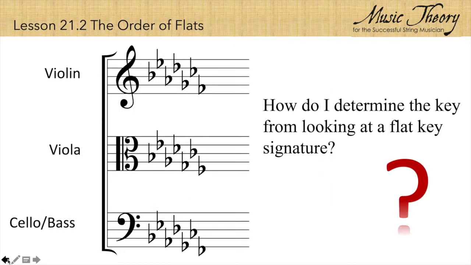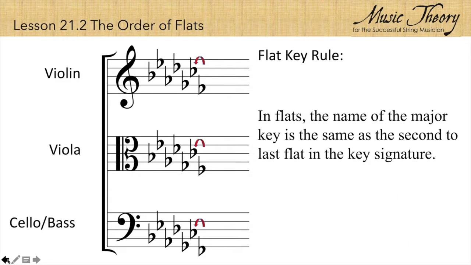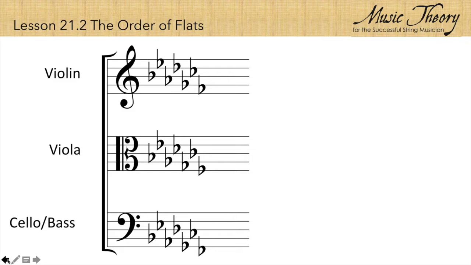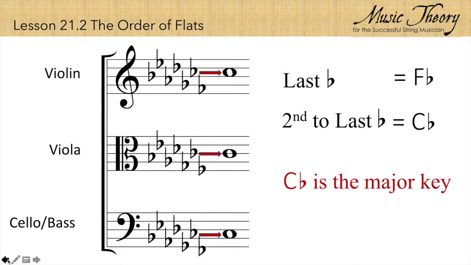But how do you figure out the name of the key by looking at the flat key signature? For this, you'll need to learn the flat key rule, which states that the name of the major key is the same as the second to last flat in the key signature. So in this key with 7 flats, the last flat is F flat. The second to last flat is C flat. So that is the name of the major key, C flat major.